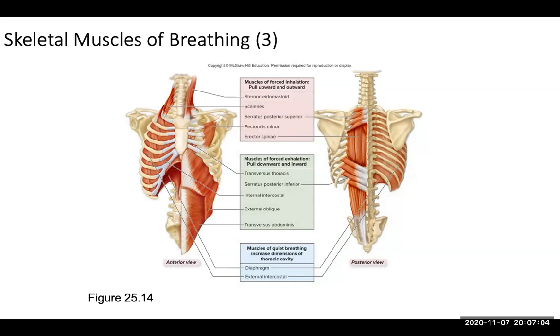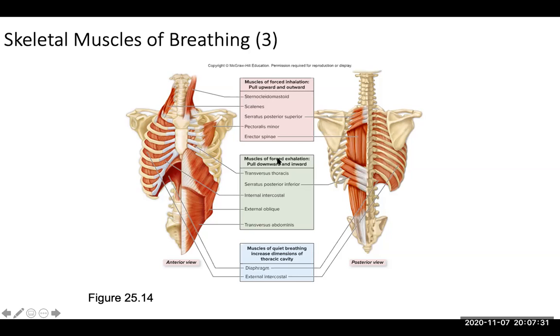There are many skeletal muscles associated with breathing. We often think of the diaphragm as the most important, but you have other skeletal muscles around your thoracic cage that help. Muscles of forced inhalation that pull upward and outward to help with forced inhalation are the sternocleidomastoid, your scalenes, the serratus posterior superior, your pectoralis minor, and the erector spinae muscles.